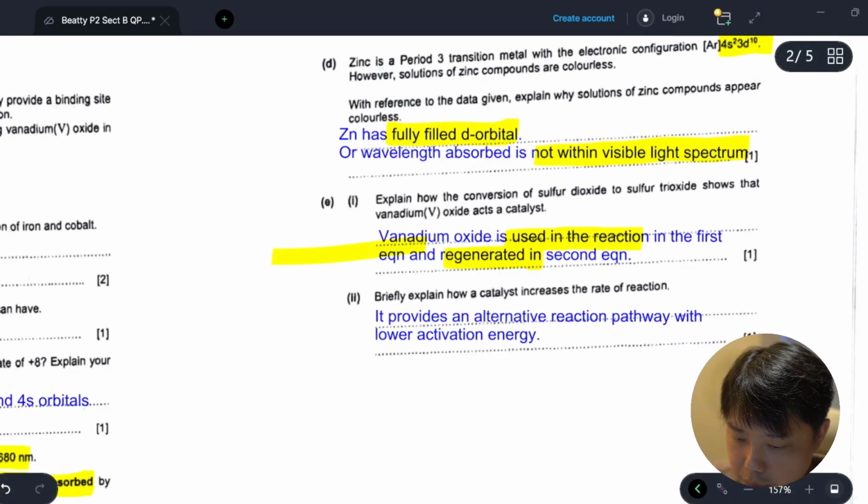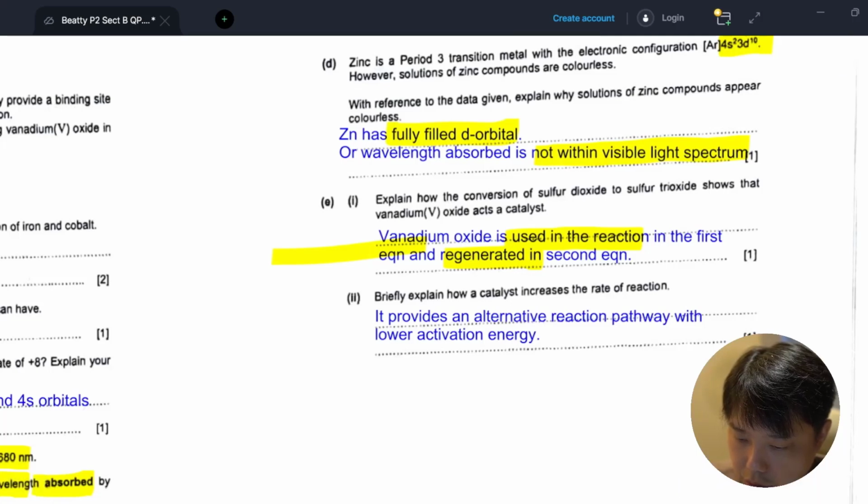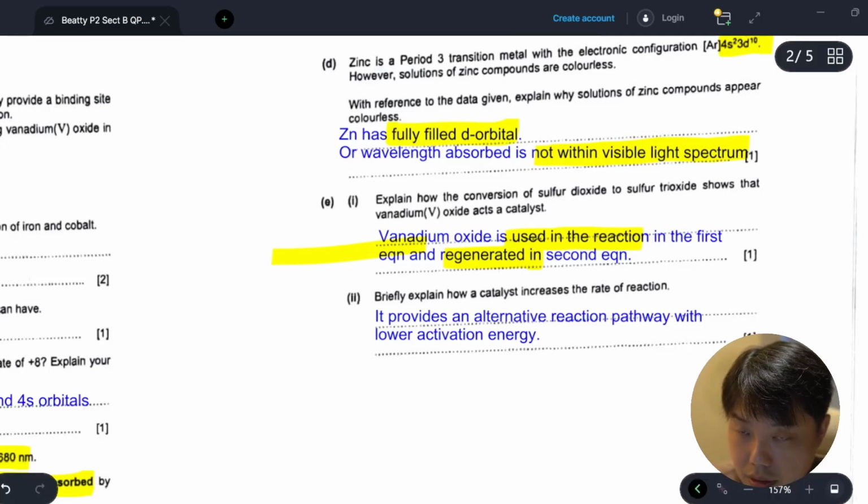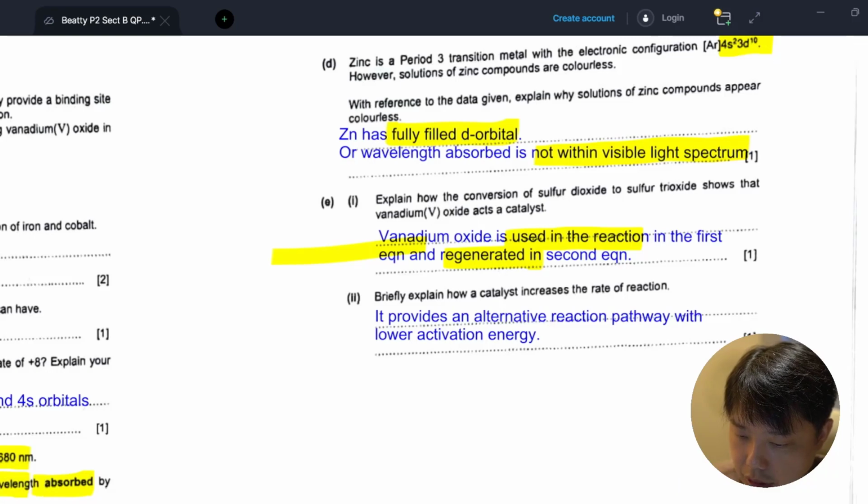Briefly explain how a catalyst increases the rate of reaction. This falls under speed of reaction. A catalyst provides an alternative reaction pathway with lower activation energy.